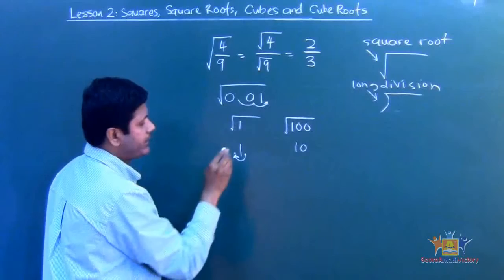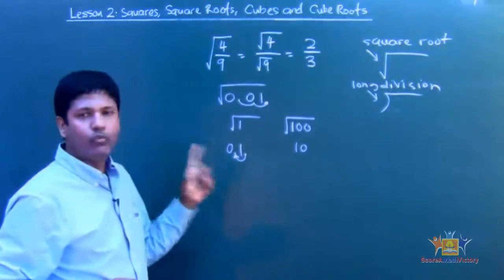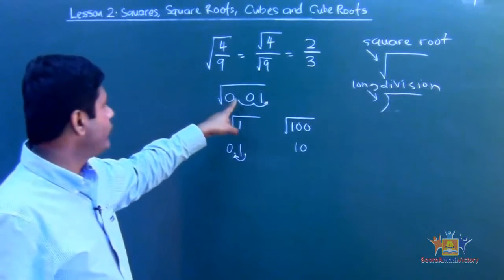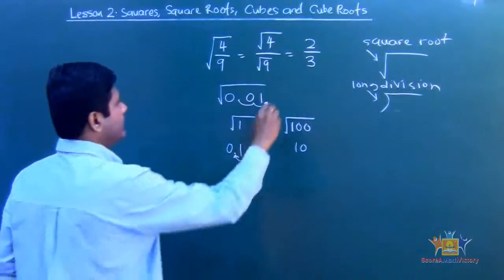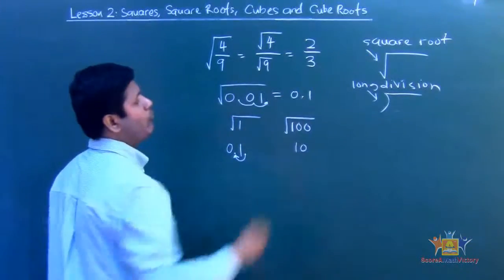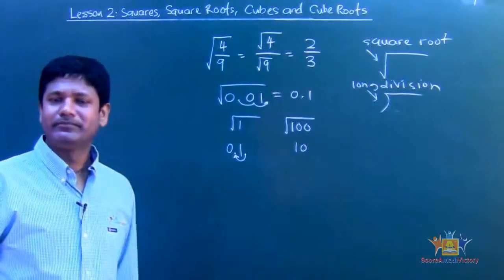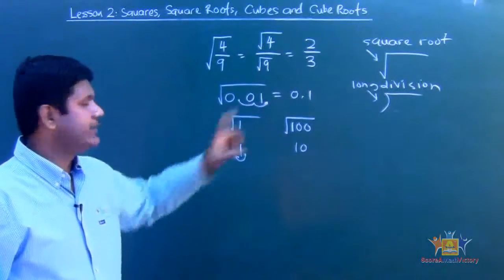and put the decimal back, it becomes 0.1. The square root of 0.01 is 0.1. That's it. We'll do more. I want to make sure you understand this, all right?